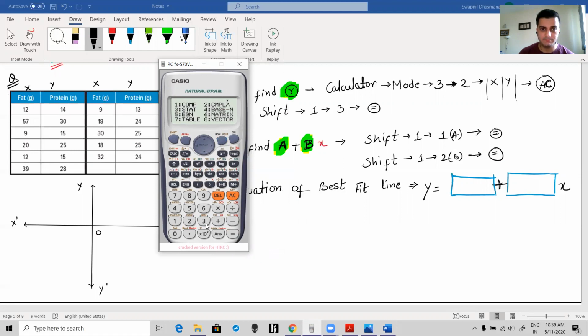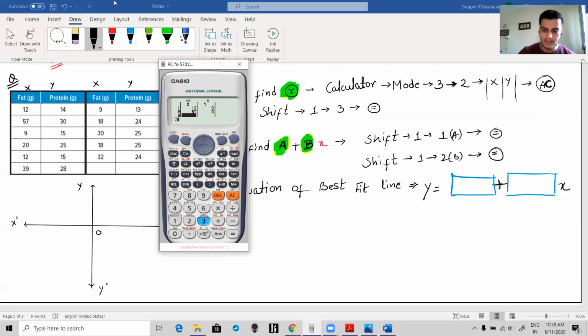Then I will press 3. 1 is for univariate, one variable x. 2 is for bivariate. I'm dealing with 2 variables here, x and y. So I will choose 2. Now I have to put in all the values. It will get tiresome, but at the end it will be fruitful.